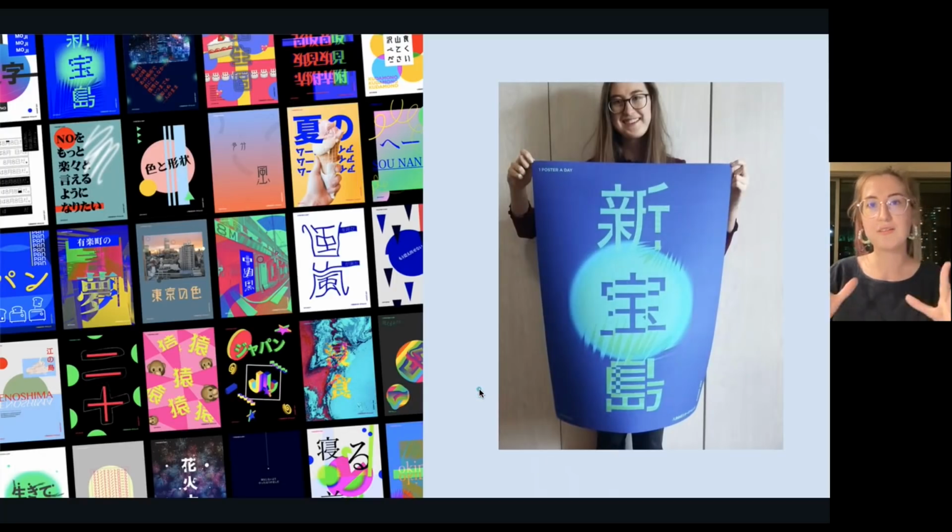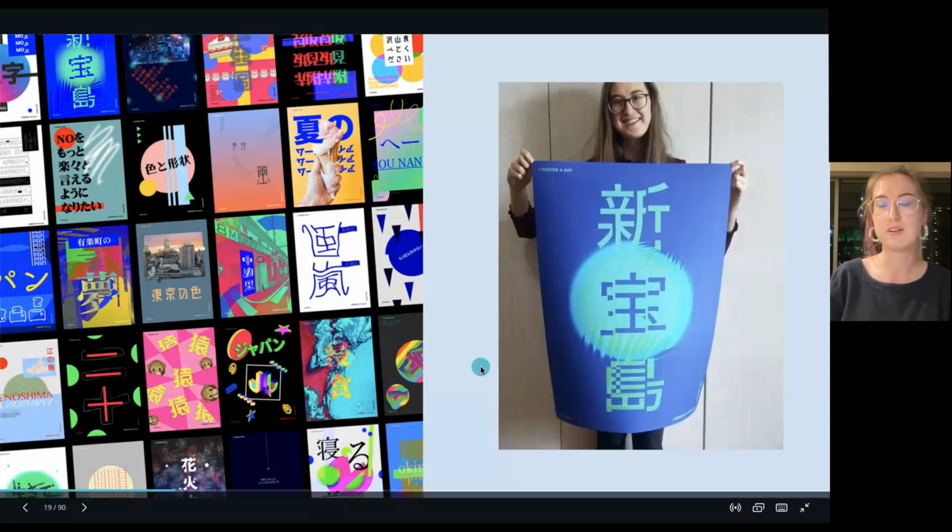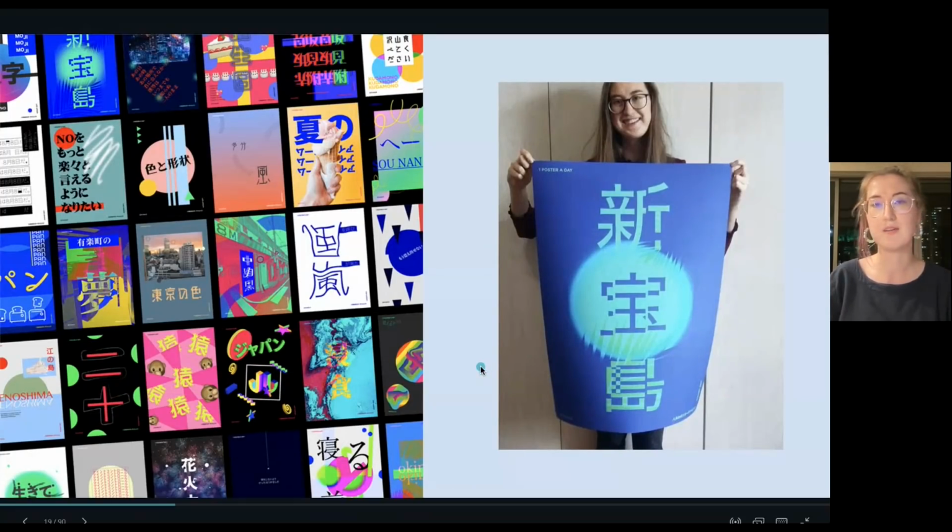And then another half language, half design challenge that I gave myself was to design one poster in Japanese every single day for the month of August. I believe this was in 2017. This was before I started really working in app design. I was more working in graphic design. And I was constantly looking for ways to combine my love of languages and design.